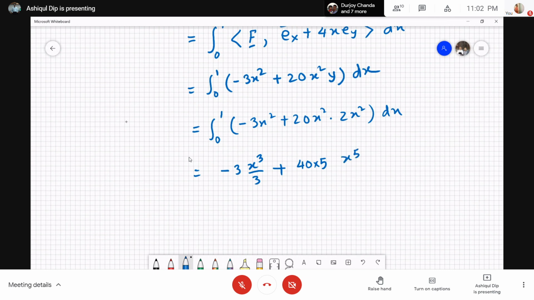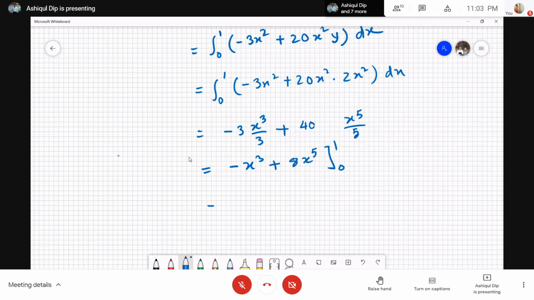Y times, not times. This, right? Yeah. So it's minus x cubed plus, what's the ratio? 8, right? Yeah. And the limit is 0 to 1. So at 0 it's 0, but when you substitute 1, you get minus 1 plus 8, which is 7. Yes, the answer should be 7.